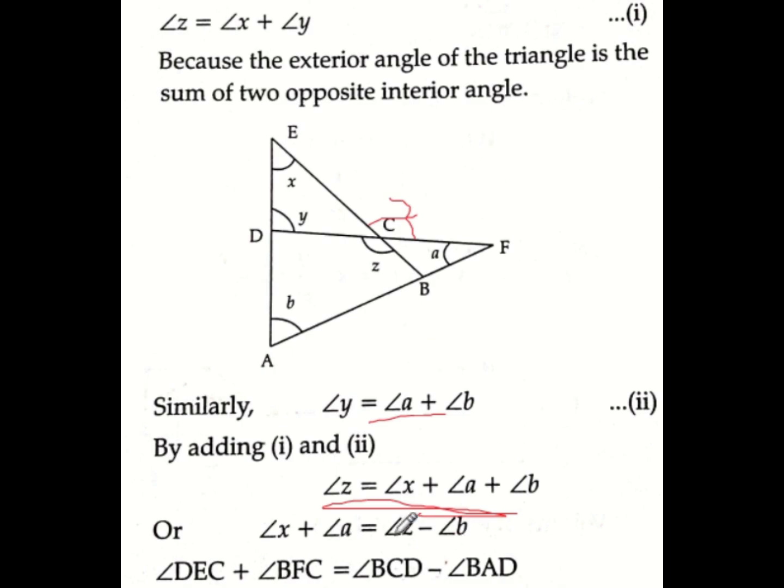I need angle X and angle A, so just take the remaining ones to the other side. You get angle Z and angle B. Angle Z is marked as angle BCD and angle B is angle BAD. So we got the answer.